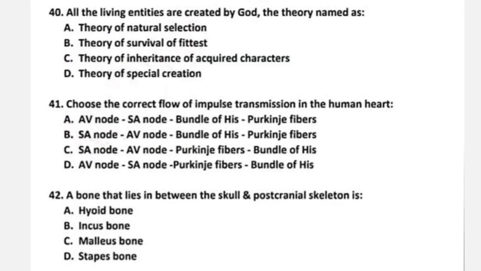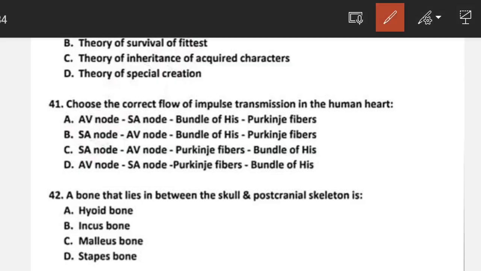Question number 40: all living entities are created by God. The theory is named: option A, theory of natural selection; option B, theory of survival of the fittest; option C, theory of inheritance of acquired characters; and option D, theory of special creation. There were two schools of thought at that time, and one, mostly followed by religious people, held that all living entities are created by God. That school of thought was known as the theory of special creation. So the correct option is theory of special creation, and religious people like priests used to follow this theory.